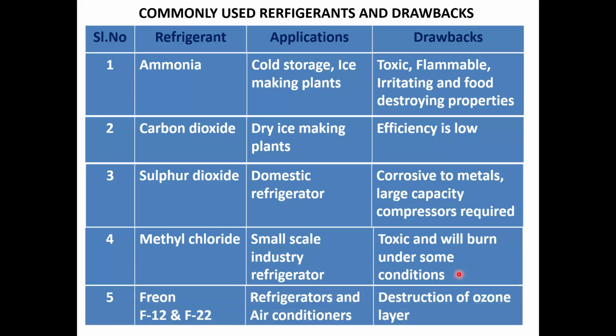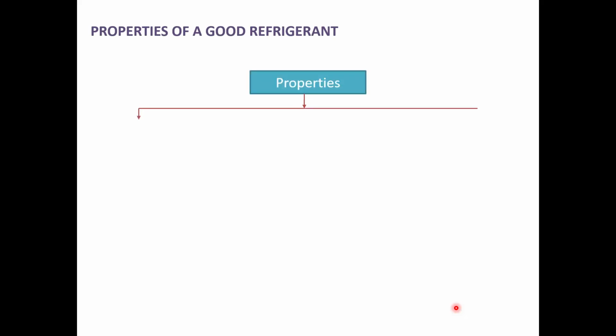Next is Freon, F12 and F22, also called R12 and R22. F12 was earlier used in refrigerators. Now it is replaced with R134A. F22 is used in air conditioners. The major drawback is that both refrigerants will destroy the ozone layer. Next we will see the properties of a good refrigerant. First one, thermodynamic properties.